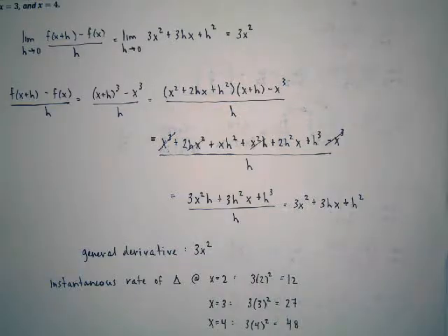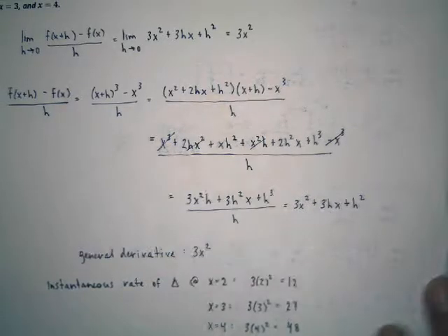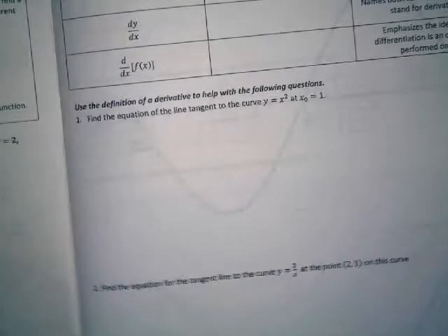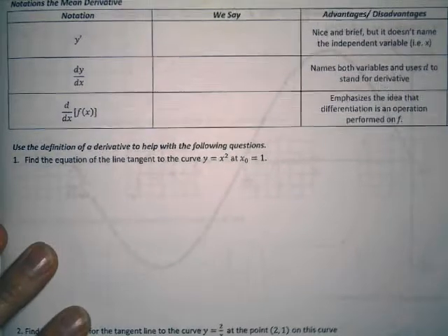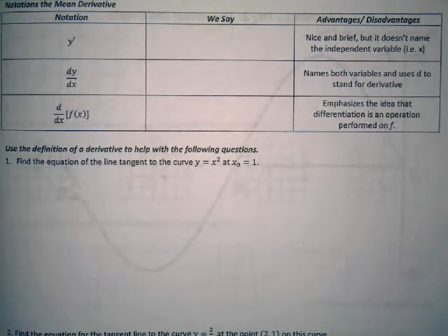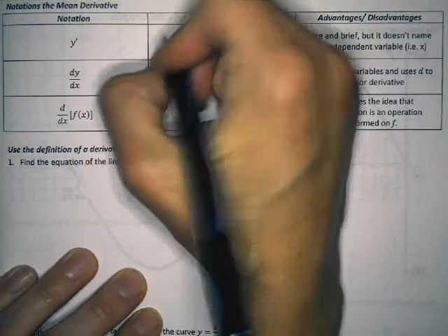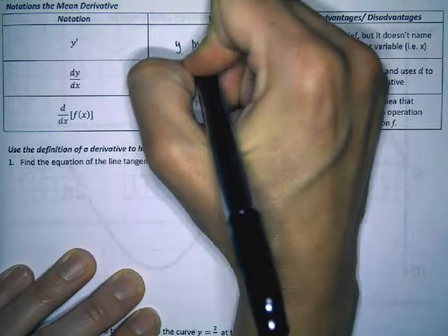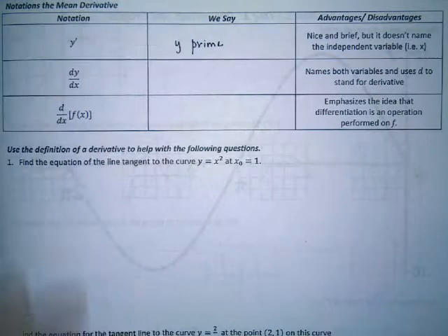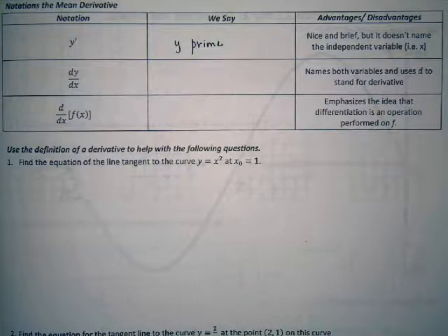So now we're going to move on and talk a little bit about notation, kind of how we represent these derivatives. There's 3 in the notes, and I'd really add one additional way. So there's 4 major ways that you'll probably see notations that mean derivative. The first is just what we say y prime. This notation is good because it's nice and brief, but it doesn't tell us what the independent variable is.